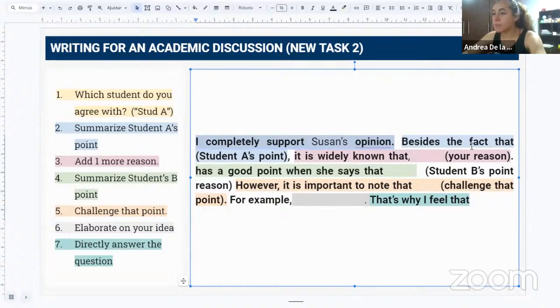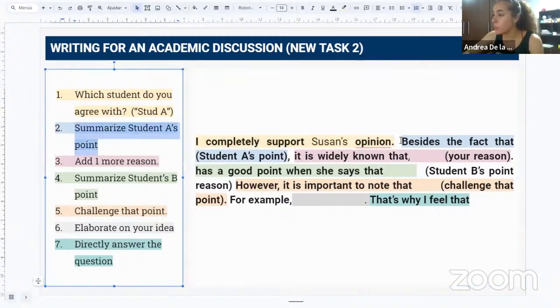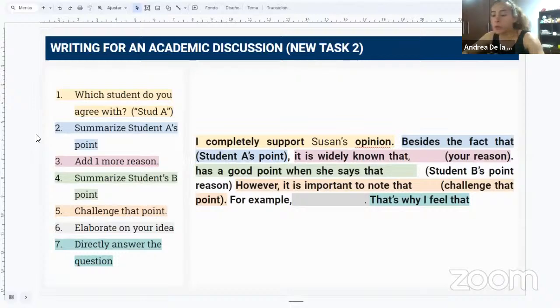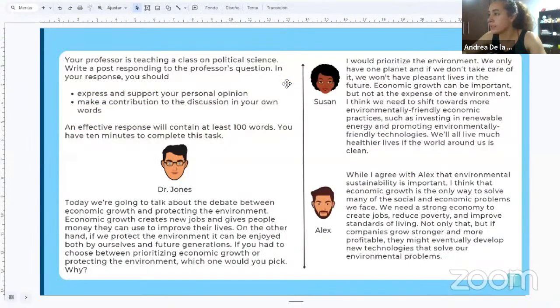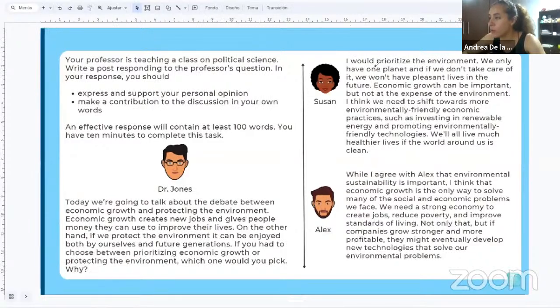Now, the second sentence, before you add your reason, before you say, I agree because of this reason, you need to remember, be part of this discussion. There is a reason why they included these other posts from other students, and you need to consider them when answering the question. So in this part here in blue, we're going to look for the student that we agree with, search for Susan's idea. That's why I told you to always make sure that you understand each student's opinion and one of their ideas or one of their reasons. So we're going to summarize very briefly Susan's main idea.